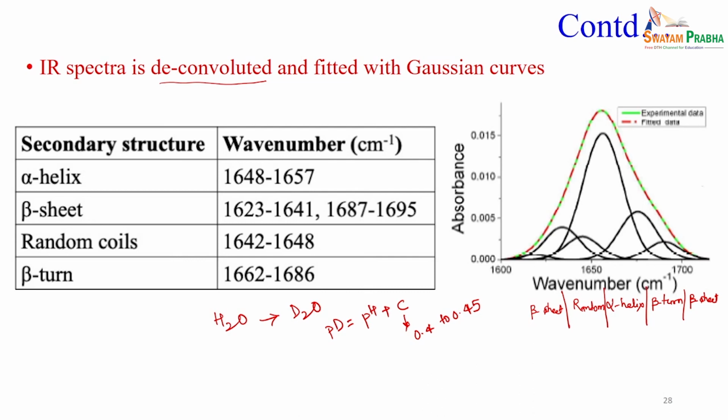Another correction we have to do: as amide I is the C=O stretch, we have to do the CO2 correction. So, we go for the moisture correction as well as the CO2 correction in the FTIR analysis.